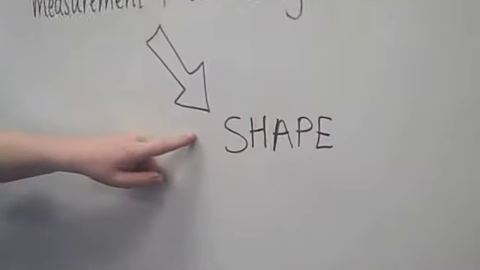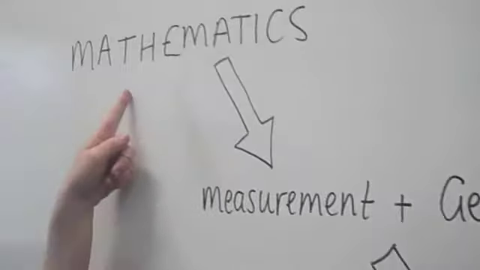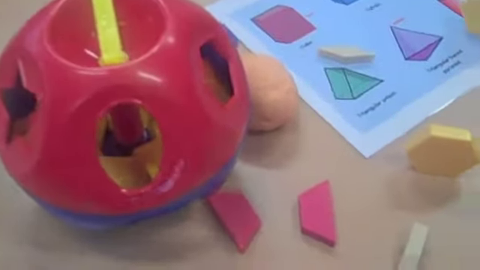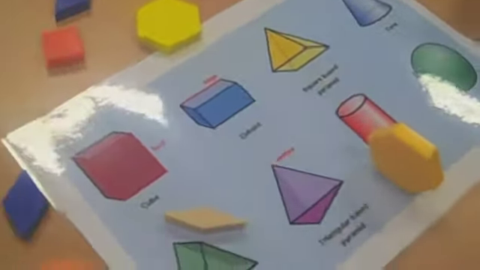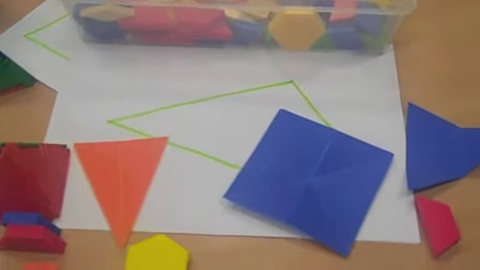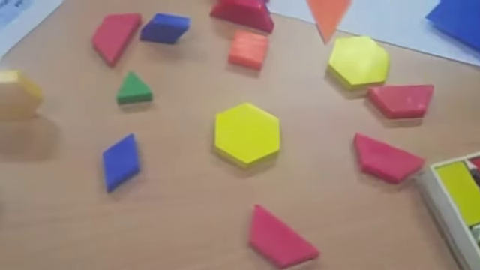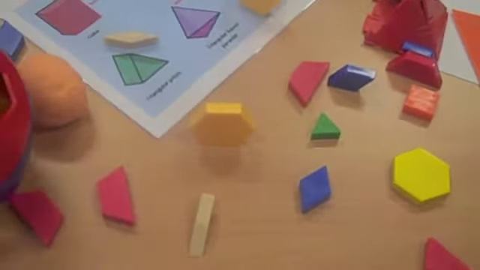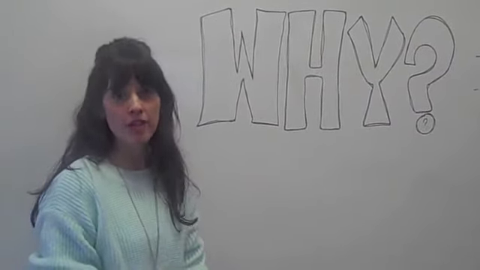Shape is the dimension that falls under the measurement strand of the mathematics domain. Geometry is a branch of mathematics concerned with the properties and relations of points, lines, surfaces, solids, and higher dimensional analogues. Shape is a component of this that relates to the understanding of attributes of objects and the relationship between them. So why is this topic important in early mathematical teaching?